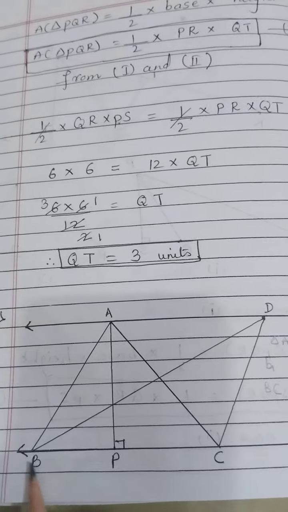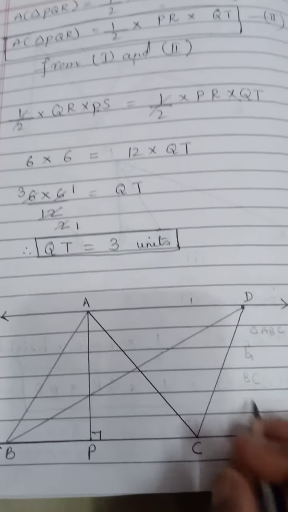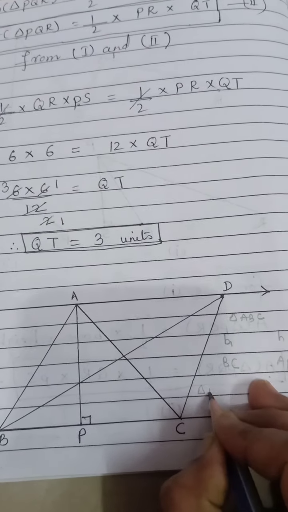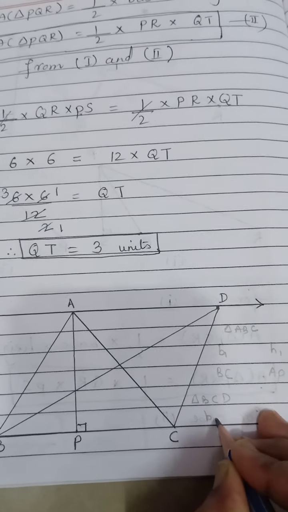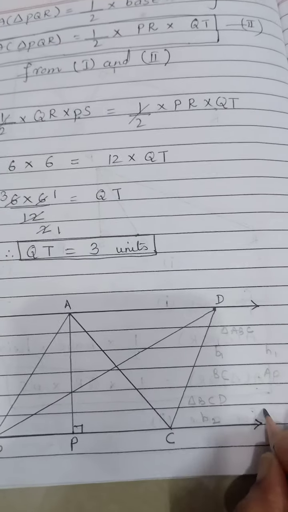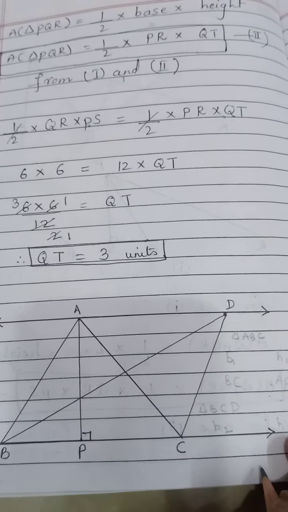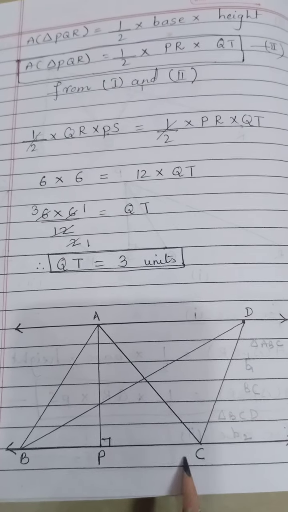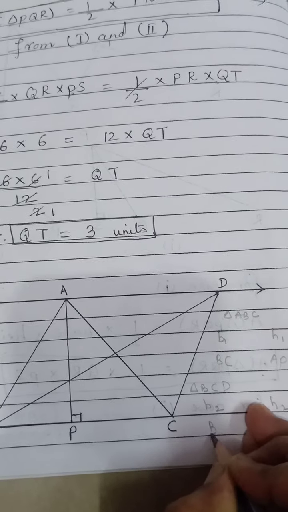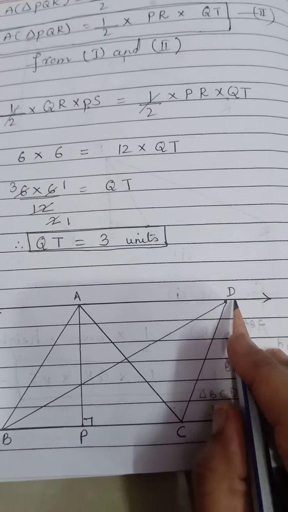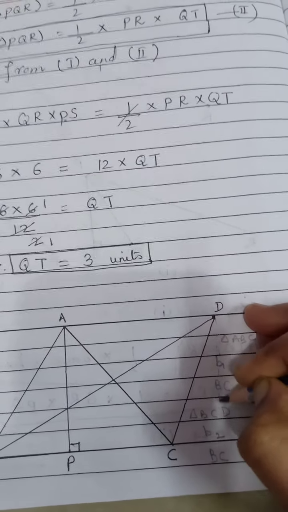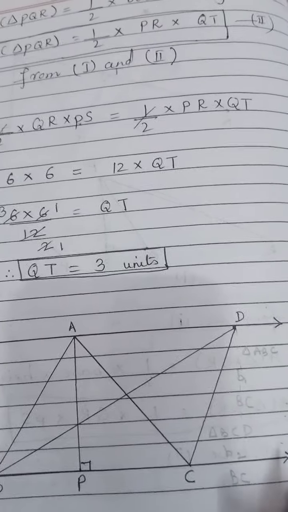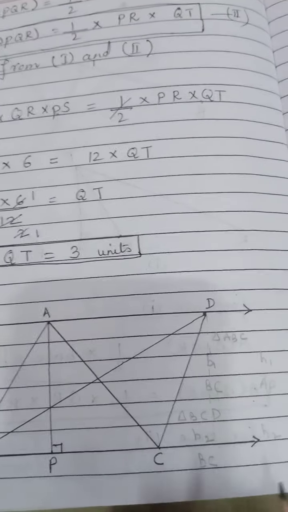Now the other triangle is BCD. For the second triangle, I will take base B2 and height H2. The base will be BC. But from D, the height is not given to us. If we draw it somewhere here, the height will be there like this. So the height is not given.